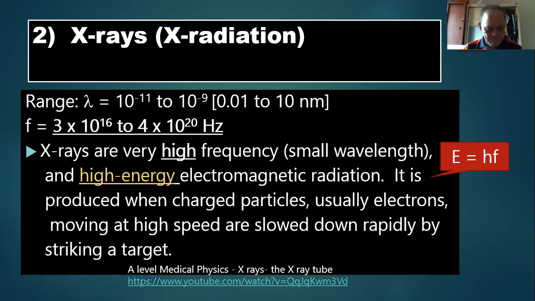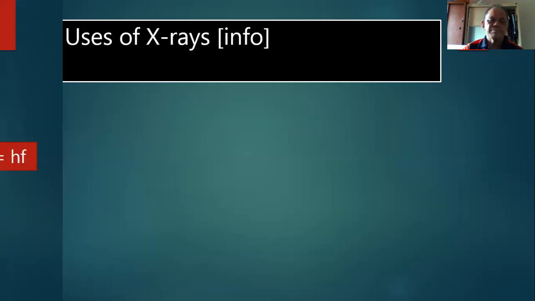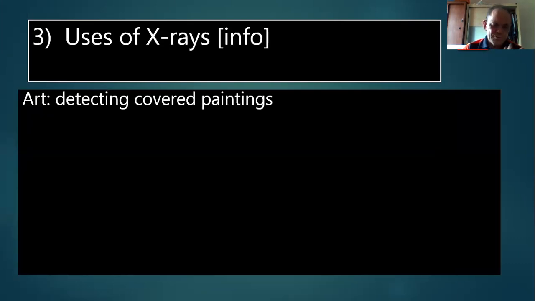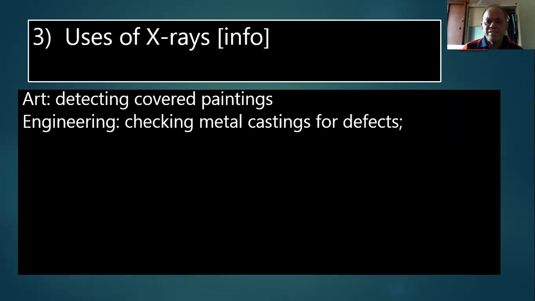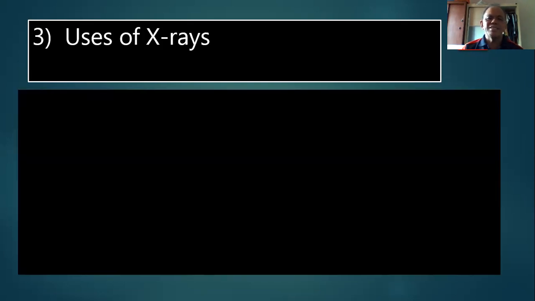Let's just summarize for you. And this is for info. X-ray is used in the art world, detecting covered paintings. Some people may be afraid that a precious painting may be stolen, so they cover it up with another layer of painting. For engineering, checking metal casting for defects, crystal analysis. We are more interested in medical uses.